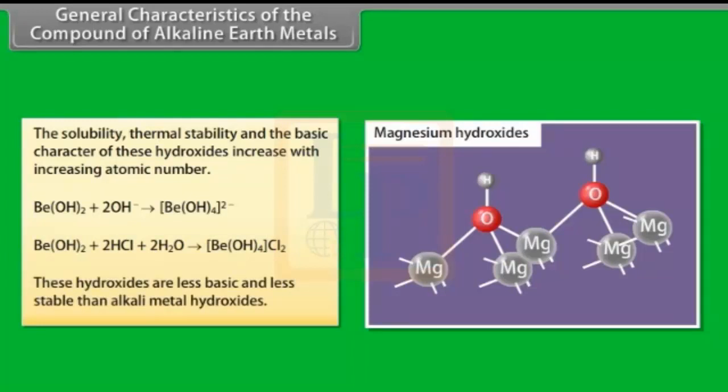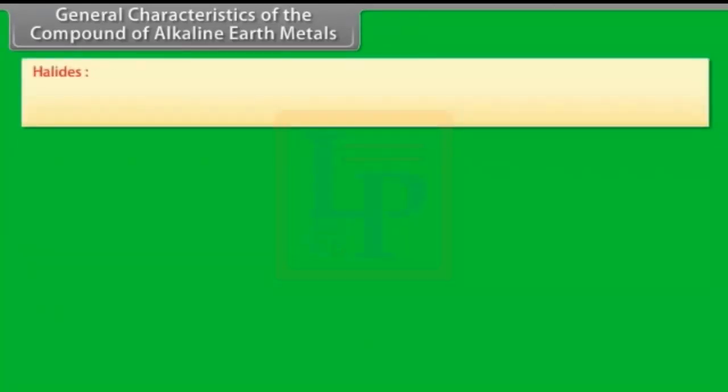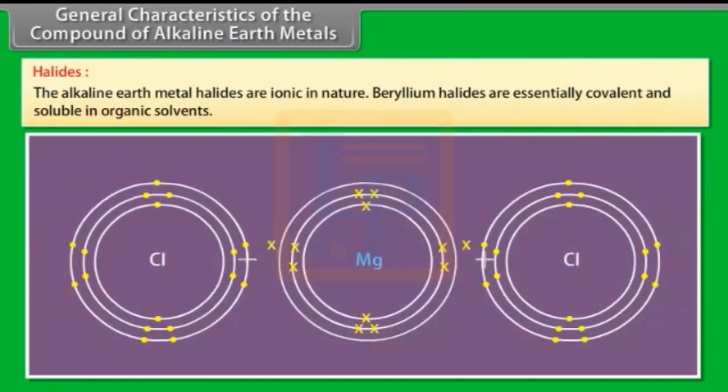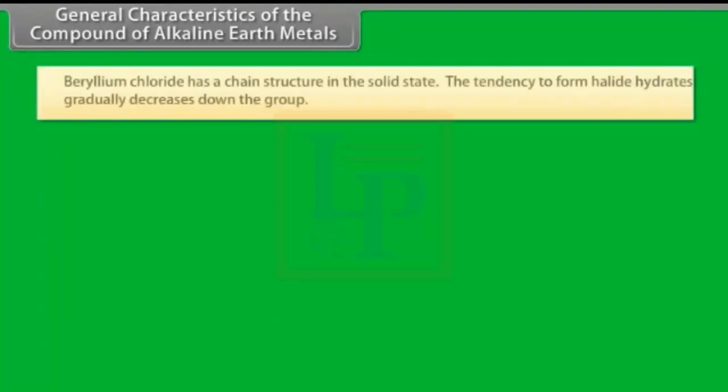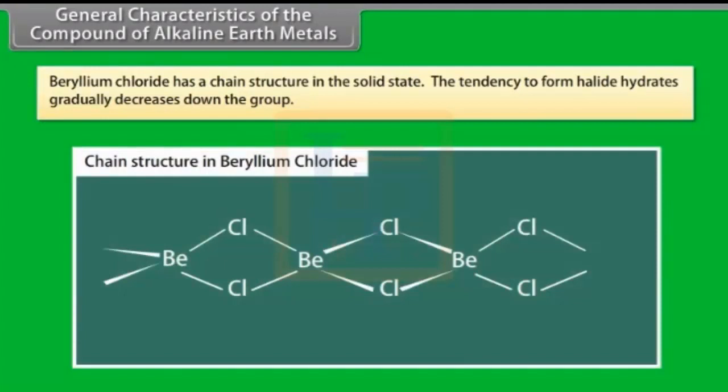These hydroxides are less basic and less stable than alkali metal hydroxides. Halides. The alkaline earth metal halides are ionic in nature. Beryllium halides are essentially covalent and soluble in organic solvents. Beryllium chloride has a chain structure in the solid state. The tendency to form halide hydrates gradually decreases down the group.